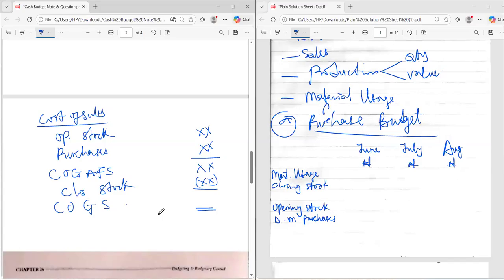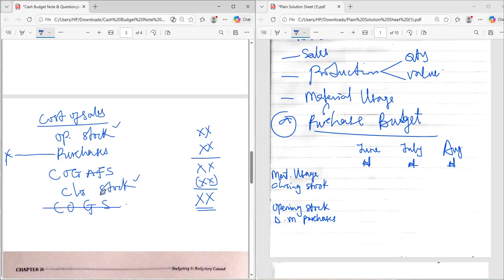Is everybody familiar with this? Good. If you are familiar with this, now you are looking for purchases. So purchases is going to be the subject matter. Since you are looking for purchases, what you are going to be looking at is opening stock and closing stock.